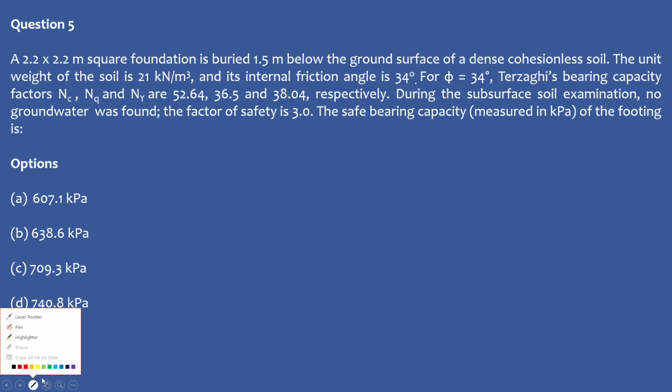Let's check the next question. You have a square foundation which is 1.5 meter below the ground surface of a dense cohesionless soil. The unit weight of the soil is 21 kilonewton per meter cube and its friction angle is 34 degrees. So phi is equal to 34 degrees. Terzaghi's bearing capacity factors are given, NQ and N gamma. During the subsurface soil examination, no groundwater was found. The factor of safety is 3.0. What is the safe bearing capacity of the footing? So you need to evaluate the safe bearing capacity of the footing.